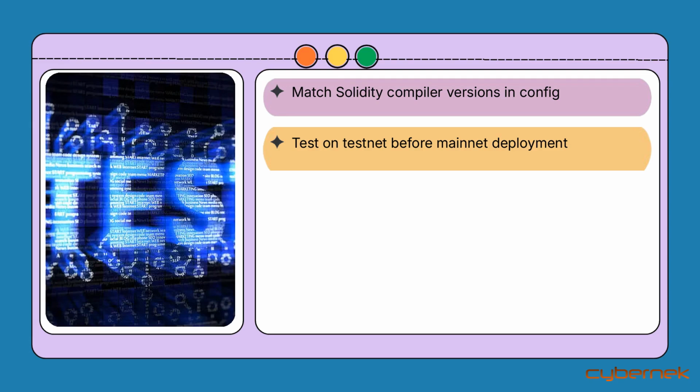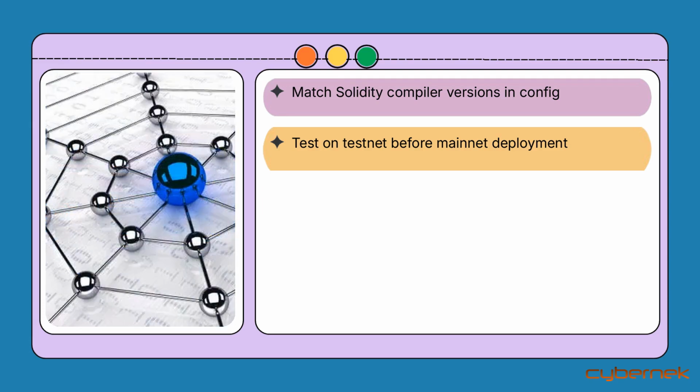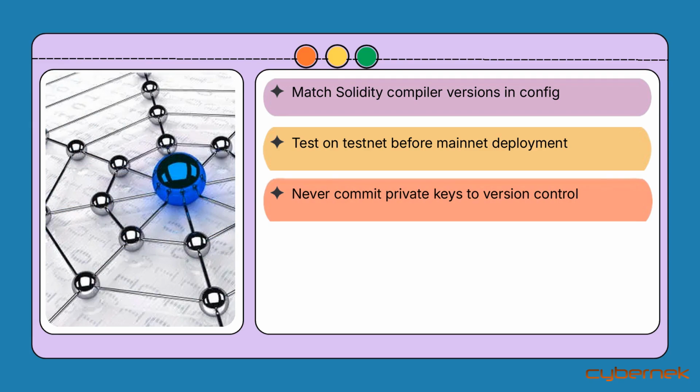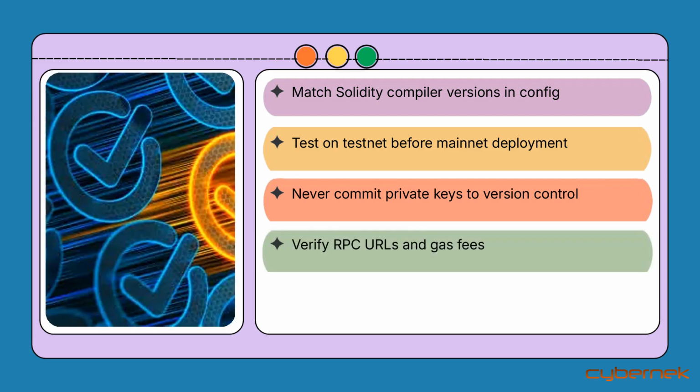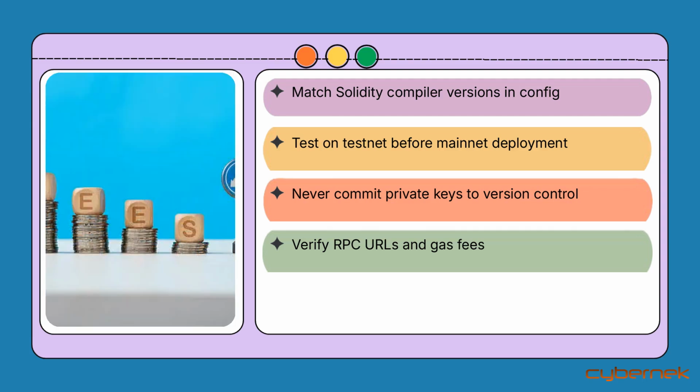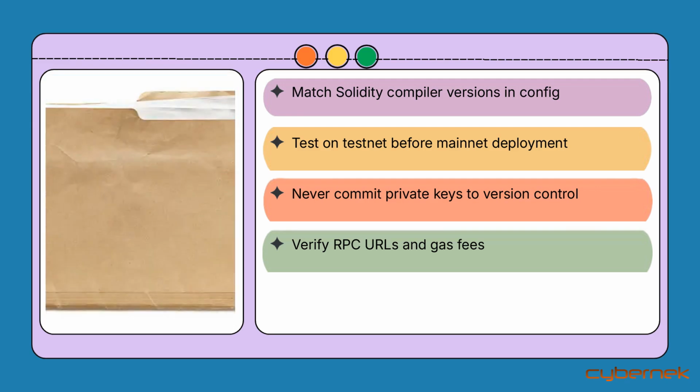Second, gas estimation issues. When deploying to mainnet, always test on a testnet first. Gas costs can be wildly different, and you don't want surprises when you're spending real ETH. Third, environment variables. Never, ever commit your private keys to version control. Use a .env file and make sure it's in your .gitignore. Lastly, network configuration problems. If you're getting weird errors when deploying, double-check your RPC URLs and make sure your account has enough ETH for gas fees.